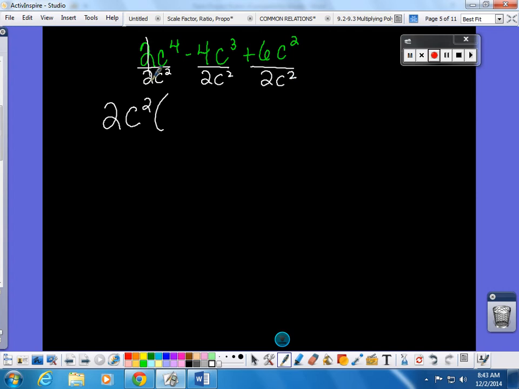All right, the 2's cancel. Now, what's the rule for dividing with exponents? If I divide the bases, I subtract the exponents. So c to the 4th divided by c squared is c squared. Negative 4 divided by positive 2 is negative 2. C to the 3rd divided by c squared: keep the base, subtract the exponents. That's going to give me a 1 right here, which I can write or not. Positive 6 divided by 2 is 3. And c squared divided by c squared, that's dividing something by itself, so that's going to be c to the 0 power, which is 1. And 3 times 1 is 3.